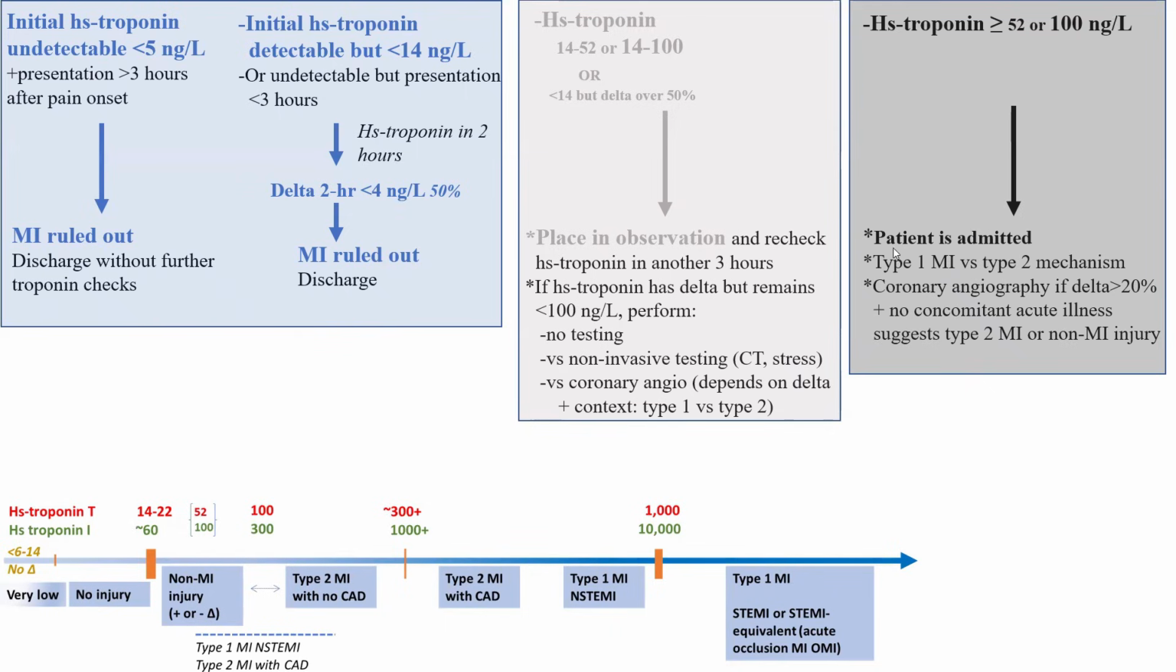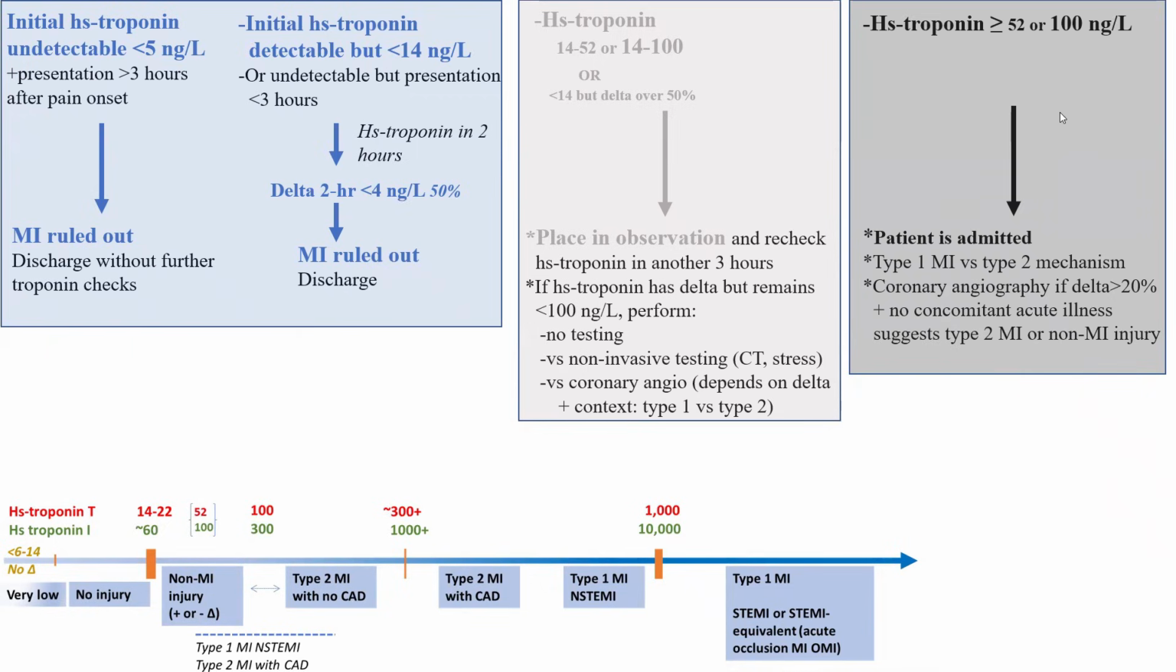You need to decide, is it type 1 MI, type 2 MI, or non-MI myocardial injury? Is there a type 2 mechanism, a cardiac or non-cardiac major illness causing the troponin rise? And you may decide to do coronary angiography if delta is over 20% plus no concomitant acute illness to suggest type 2 MI or non-MI injury.